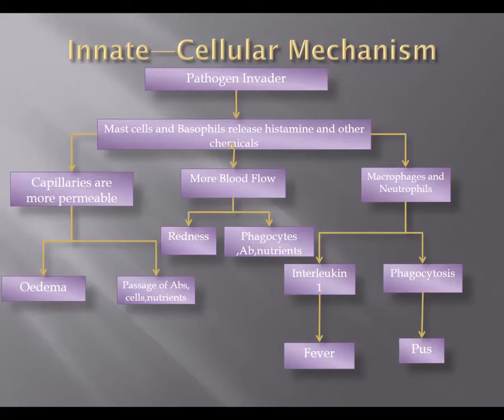So all of the white cells get to the area, and the neutrophils, because they're the most plentiful, are the first responders, and they can each phagocytize about 20 bacteria before they die. Eosinophils, as I mentioned, are specialized in fighting parasites and probably wouldn't be involved too much in bacterial or viral infection. Basophils are very similar to mast cells, and they secrete more histamine and heparin and other chemokines that are needed in the inflammatory response.